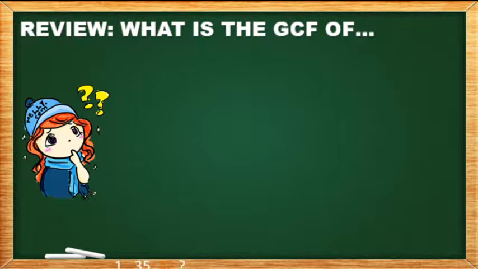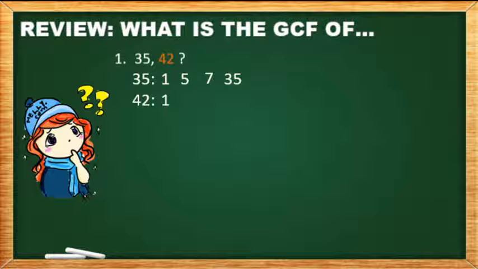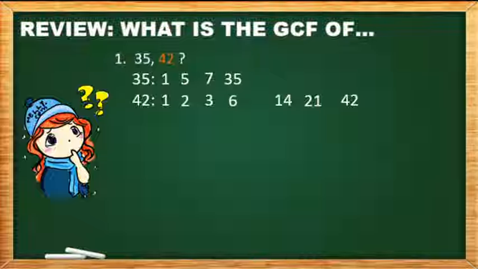So, example number 1, GCF of 35 and 42. We need to find the GCF of 35 and 42. This is the easiest way to find the GCF of two numbers, by listing method. So, example 35. We need to find the factors of 35. So, all factors: 1 times 35, 5 times 7. Next one, 42. What are the factors of 42? 1 times 42, 2 times 21, 3 times 14, and 6 times 7.